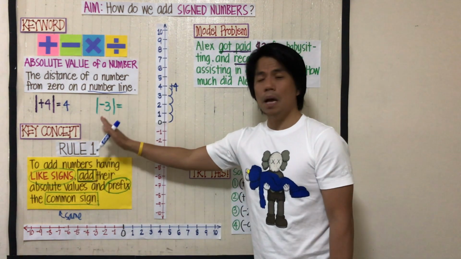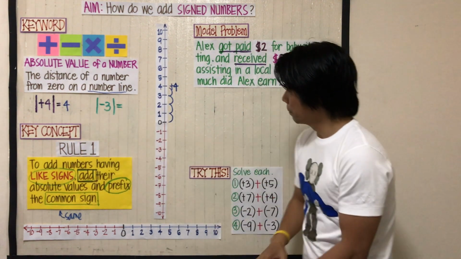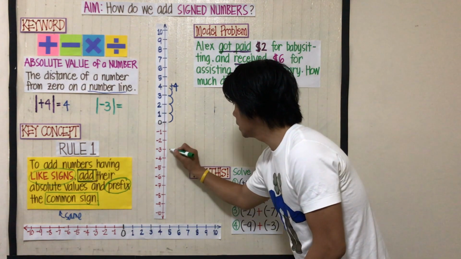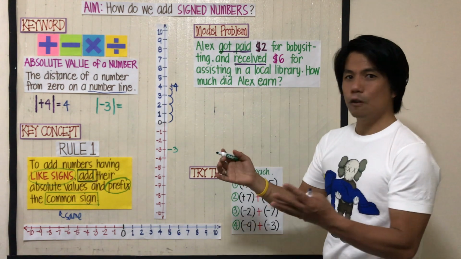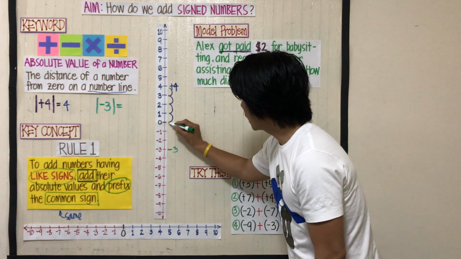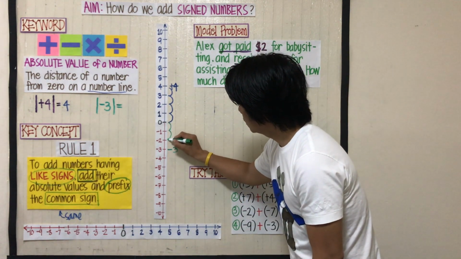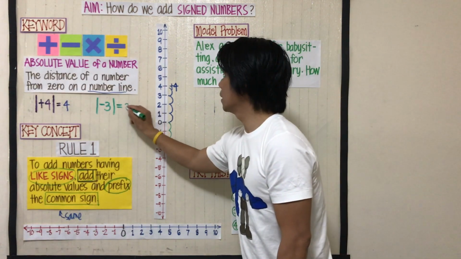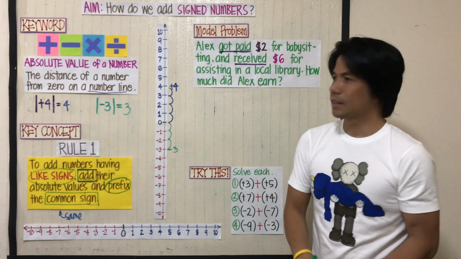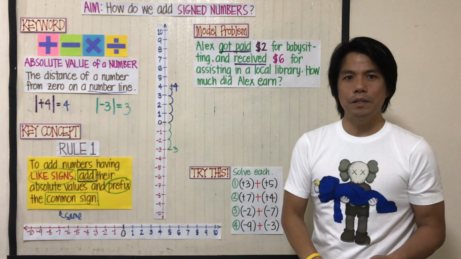How about the absolute value of negative 3? Negative 3 is right here, below 0. But what is the absolute value of that number? Let's count. 1, 2, 3. Counting from 0, it's 3. Alright, so that's the absolute value of a number.